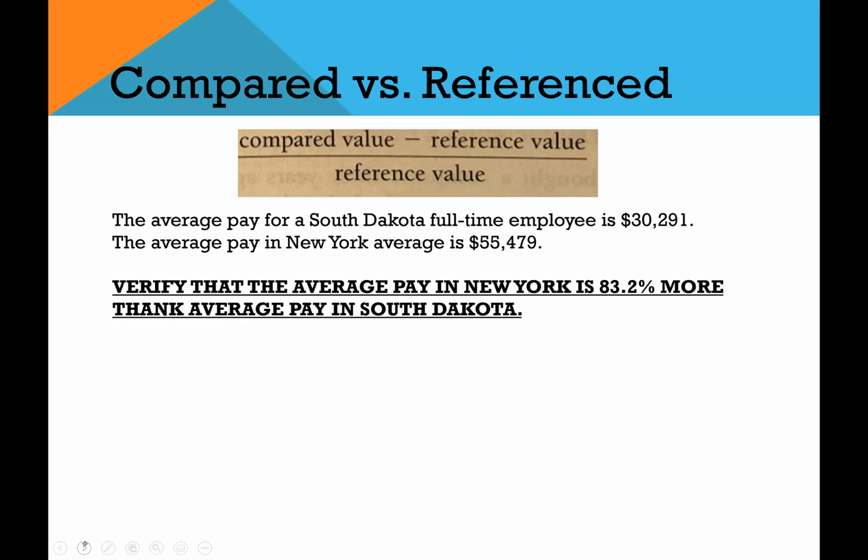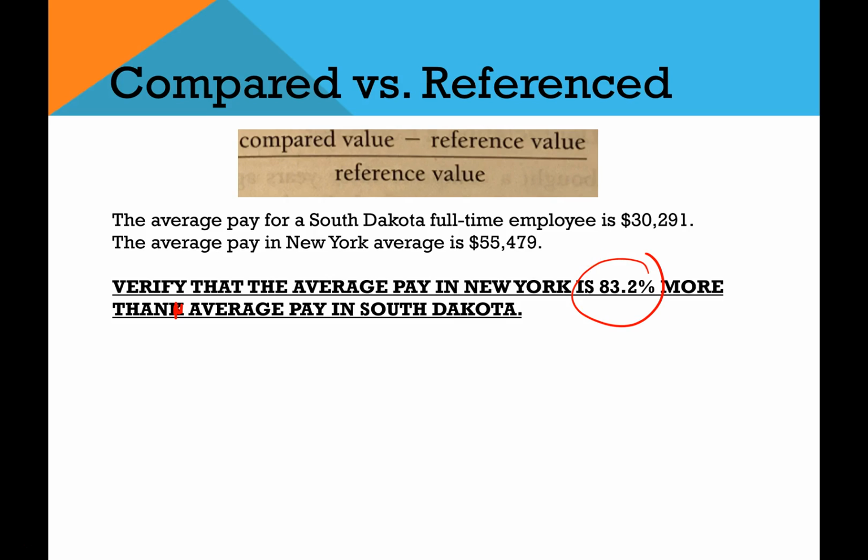Okay, let's do another one. The average pay for a South Dakota full-time employee is the same value. The average pay in New York is also the same. So same numbers. I now want you to verify that the average pay in New York is 83.2% more than the average pay in South Dakota. So pause this video and prove that the answer is 83.2.